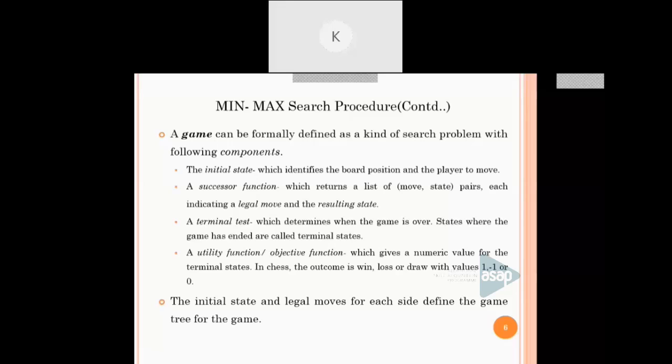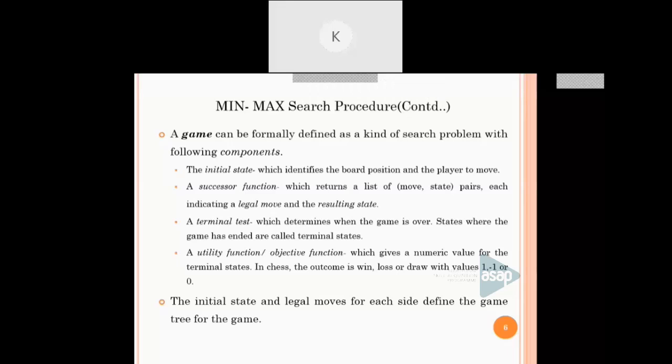Then the second is the successor function. Where to start the game and which player starts have been decided. The next thing is, from the board position, where the particular player has to move. The successor function is a pair of values. It identifies where to move, and after the move, where it reaches, that is, the resulting state. These things are identified by the successor function.